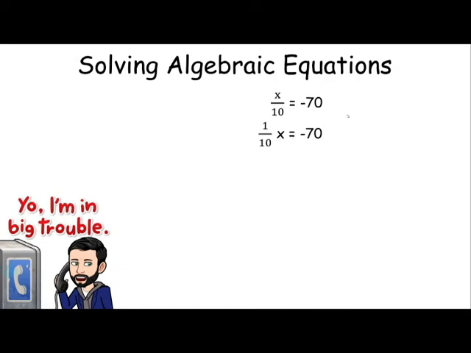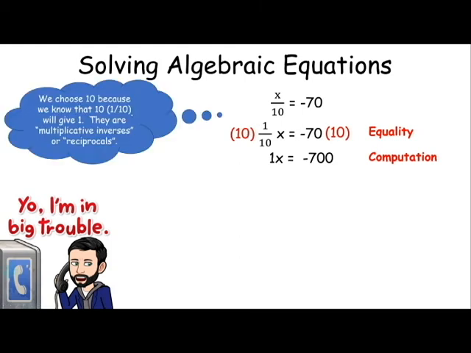equals negative 70. Once I have that, I can use my property of equality and I can do whatever I want to both sides. I'm intentionally going to pick multiplying by 10. Why would I do that? Well, when I perform my computation, 10 times 1/10 equals 1. I've intentionally picked the multiplicative inverse of 1/10. 10 times 1/10 equals 1.